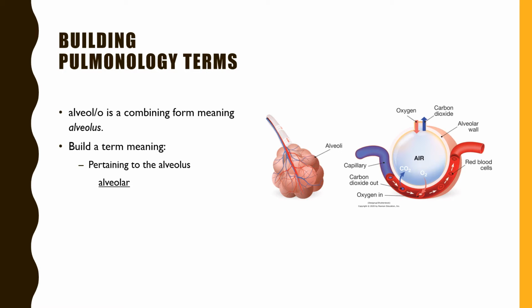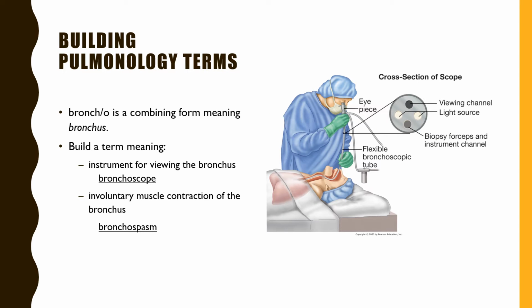Alveolo is a combining form that means alveolus. Alveolar means pertaining to the alveolus. Alveolar gas exchange is occurring in this figure. A bronchoscope is an instrument for viewing the bronchus. A bronchospasm is an involuntary muscle contraction of the bronchus.